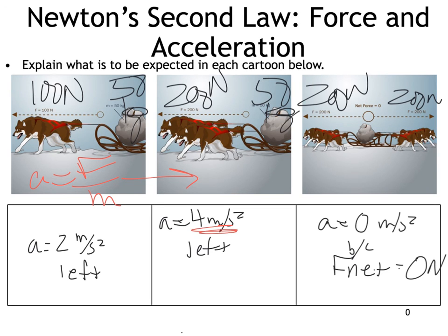I used that very same logic over in the second one, a equals F net over m, but I got an acceleration of 4. And in the third one, I used the same logic actually. The difference is that F net in this case was 0 because we have equal forces pulling on the left and on the right. So it's going to produce an acceleration of 0.